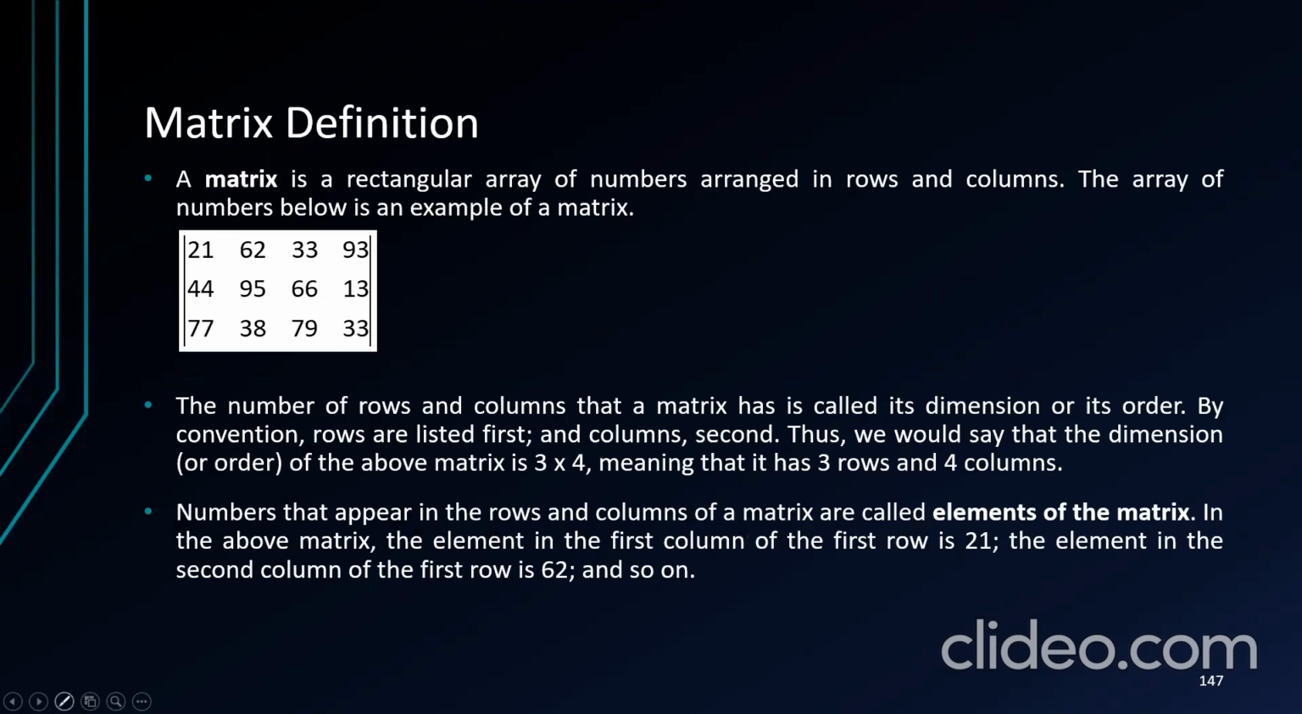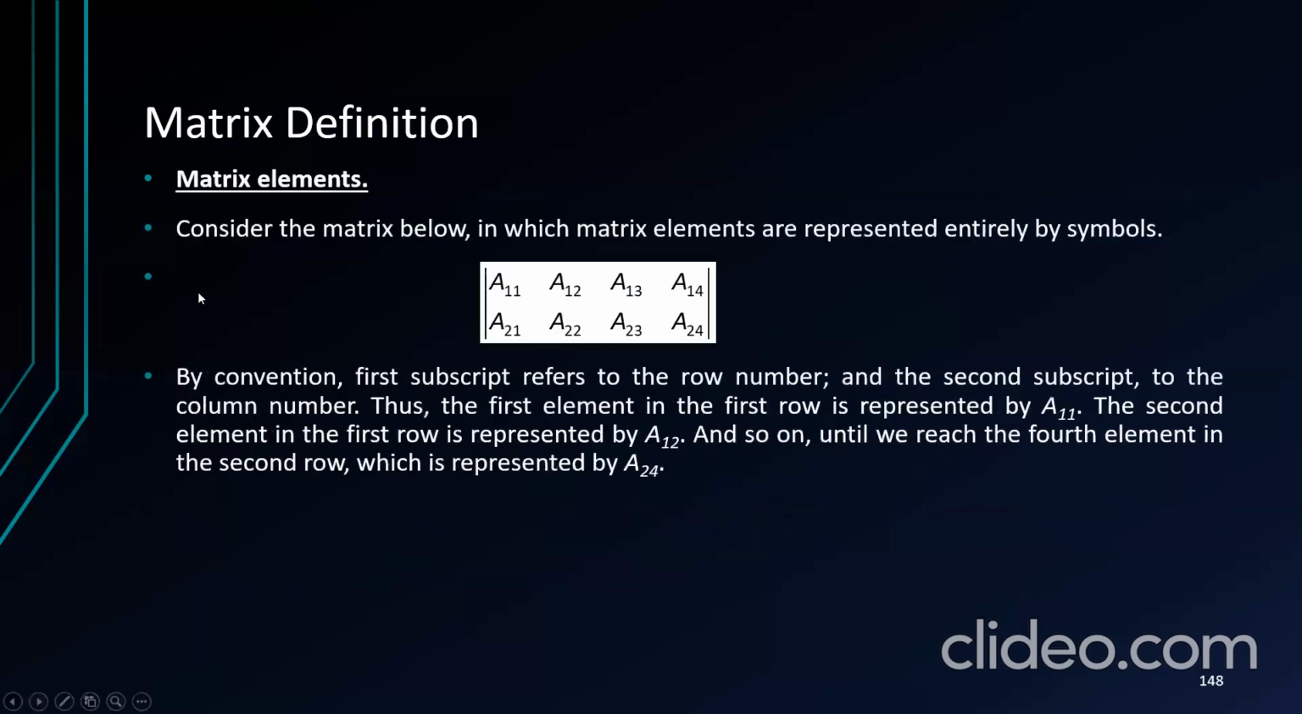Numbers that appear in the rows and columns of a matrix are called elements of the matrix. So, bawat isa niyan, tawag is elements. In the above matrix, the element in the first column of the first row is 21. Ito yun. First column of the first row. The element in the second column, ito, of the first row is 62, and so on. Yan ang matrix. Okay? Matrix element.